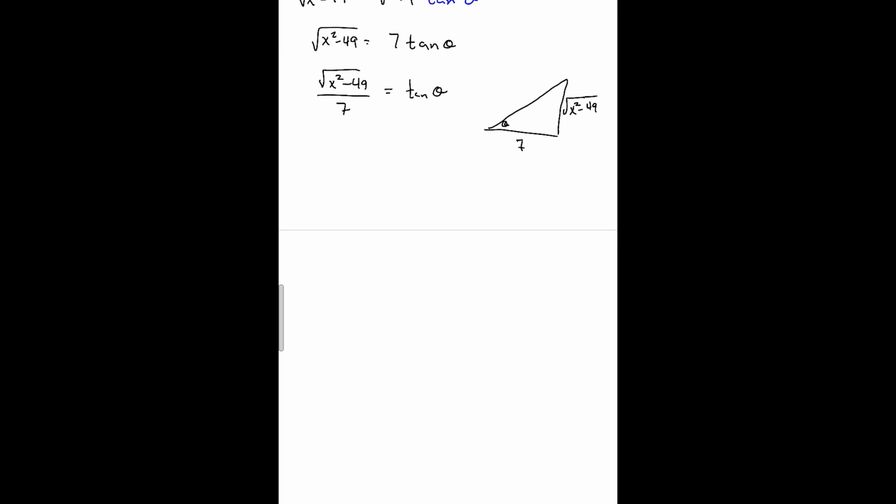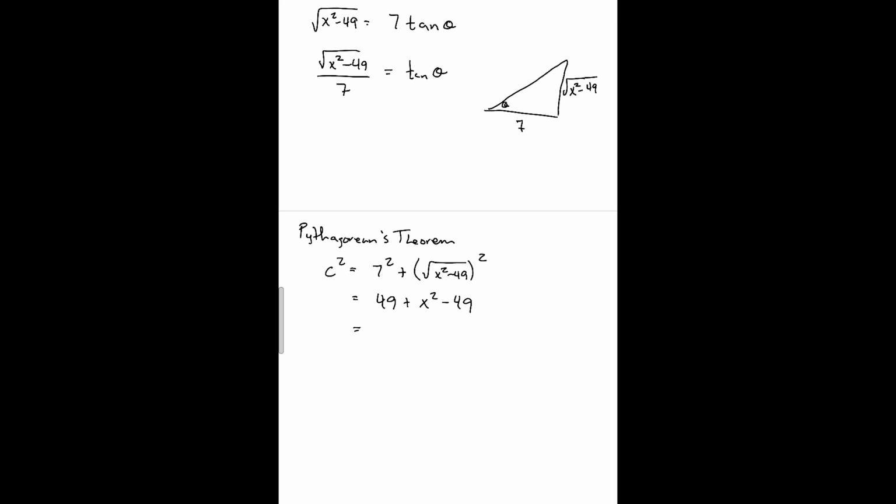All right, so we have c squared equals 7 squared plus the square root of x squared minus 49, squared. So 7 squared would be 49, plus, well, the square root of x squared minus 49, squared, is just x squared minus 49. It just gets rid of that square root. So now, clean it up. 49 minus 49, well, those cancel out. So all we're left with is c squared equals x squared. Now remember, in order to solve for the hypotenuse, we take the square root on both sides. So your hypotenuse is going to be x, just plain old x.